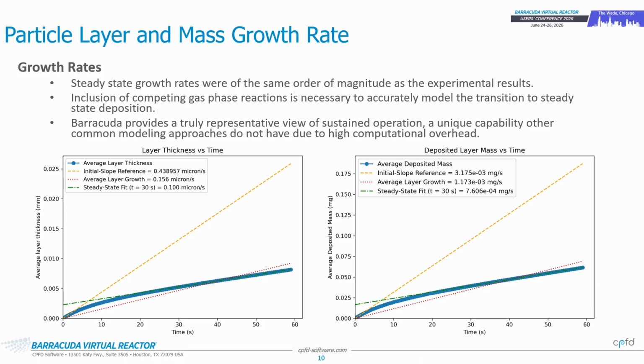common modeling approaches like DEM, CFD-DEM, take a while to get to this state. I didn't see any papers when I was doing literature for this that even modeled it out this far. So using Barracuda, you have the unique ability to get a truly representative view of the sustained operation of the system. These units can run for like 10 minutes or 100 minutes, so this is really helpful to be able to actually get to this steady state and model that for long periods of time.